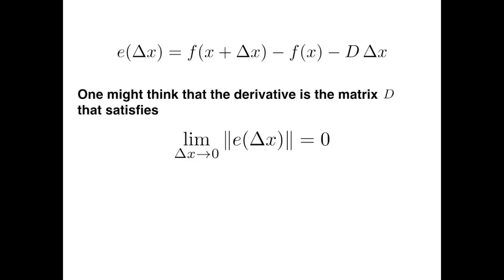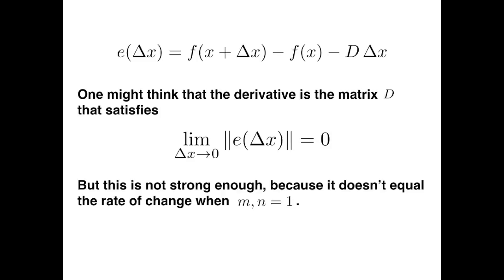So one might think that the derivative is the matrix D that satisfies the following expression: the limit of the norm of the error goes to 0 as delta x goes to 0. But this is not strong enough because it doesn't equal the rate of change when m and n are both 1. So this leads to the actual definition of the derivative.